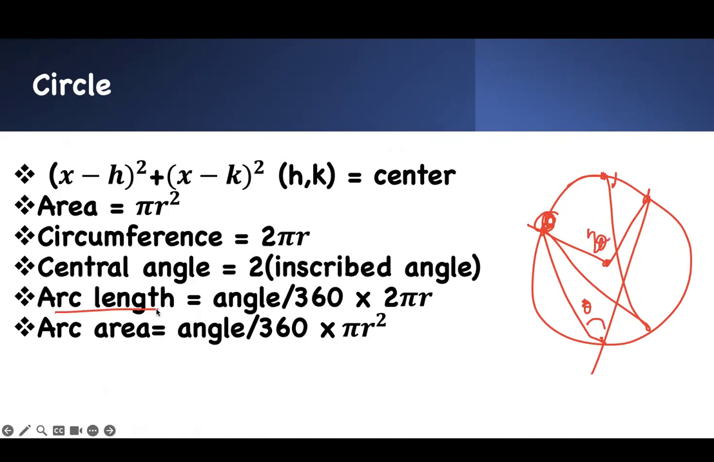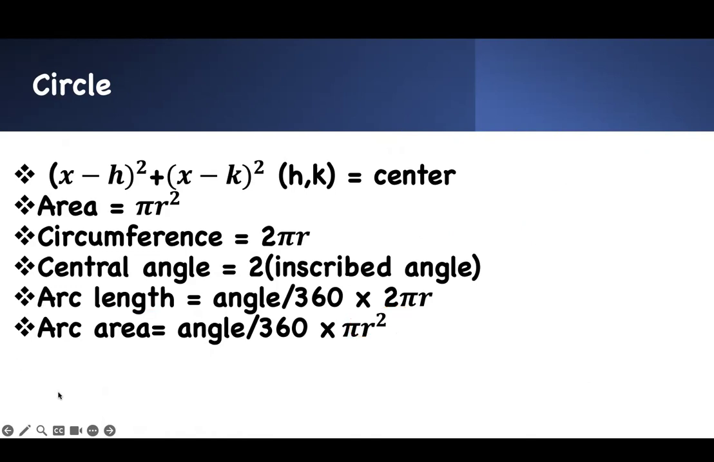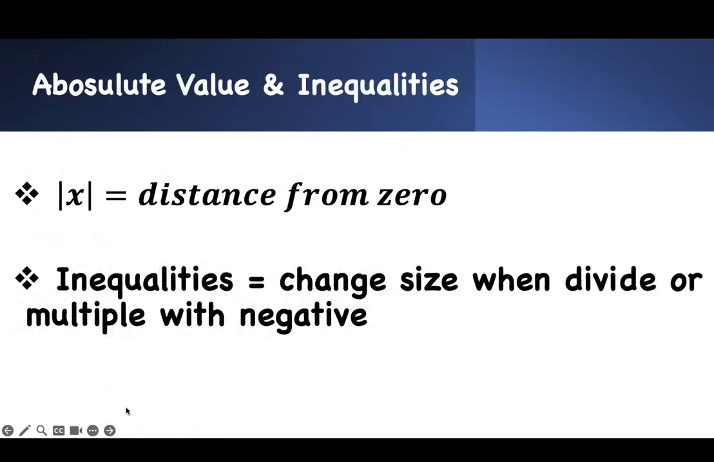Sometimes you can find arc length, right? And the arc angle. Arc length from here to here is based on the angle over 360 times the circumference of the circle. If it's the area, you use pi r squared. This is a key concept, a very short overview of you mastering.